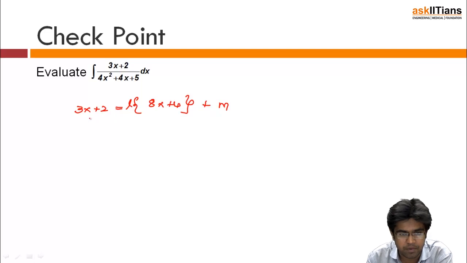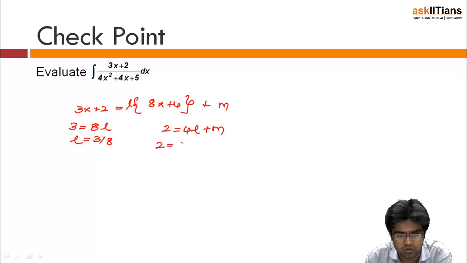Okay, if I compare the coefficients, then what I'm going to get is 3 equals 8L. And then the next thing that I'm going to get is 2 equals 4L plus m. So what is L? L is 3 by 8. So 2 equals 3 by 2 plus m. So m is 1 by 2.